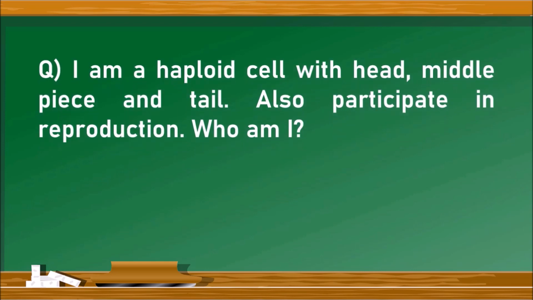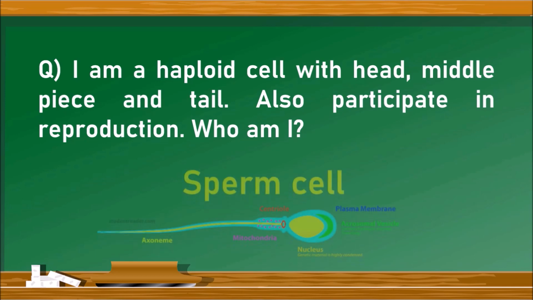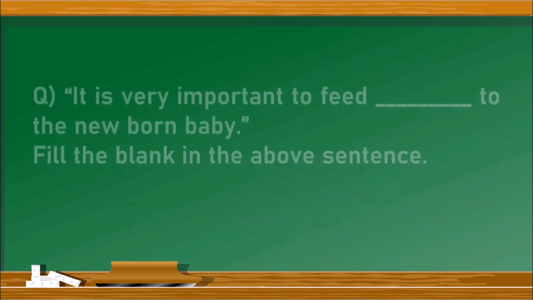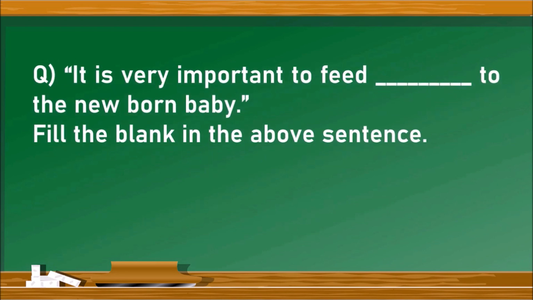I am a haploid cell with head, middle piece and tail. I also participate in reproduction. Who am I? This is a sperm cell. Next question. It is very important to feed dash to the newborn baby. Fill the blank in the above sentence. To the newborn baby, it is very important to feed the colostrum.